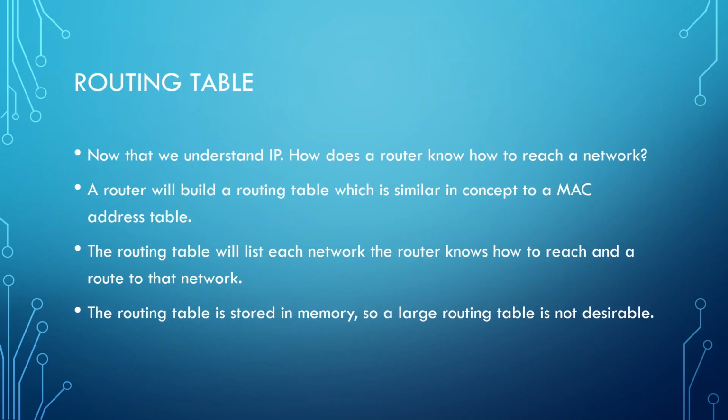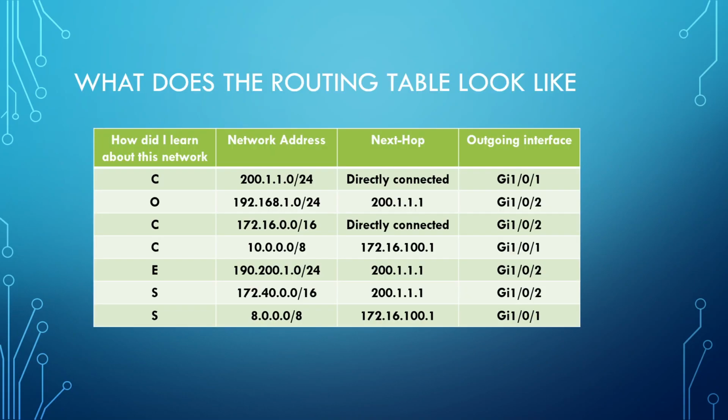Okay, so I've been talking all about this routing table. Let's dive into what the routing table is. Now that we understand IP, how does the router know how to reach a network? A router will build a routing table, which is similar in concept to a MAC address table. The routing table will list each network the router knows how to reach and a route to that network. The routing table is stored in memory, so like I said before, a large routing table is not desirable.